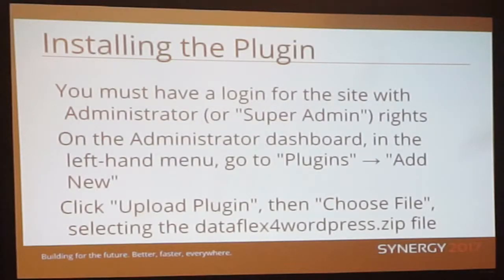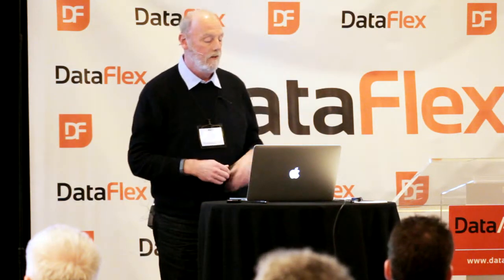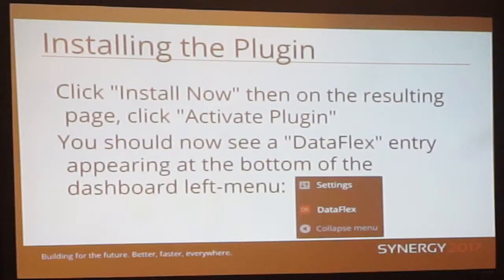To install a plugin, you have to be logged in as administrator, or super admin if you happen to know what that is. And on the administrator dashboard, on the left-hand menu, you go to Plugins, Add New, Upload Plugin, choose a file, and select the DataFlex for WordPress zip file. Once you've installed it, you click Install Now, and on the resulting page, you click Activate Plugin. You can come back and activate it anytime, in fact, once it's installed. And you should then see a DataFlex entry on the menu there.